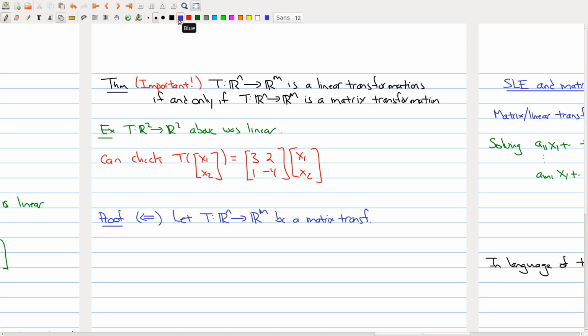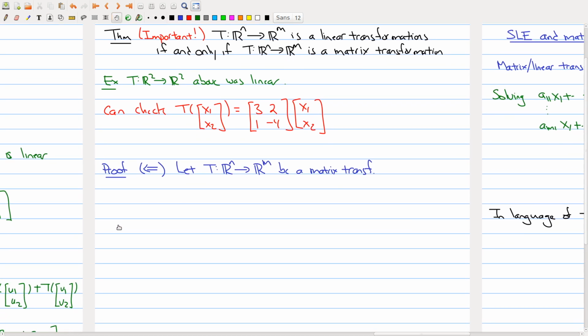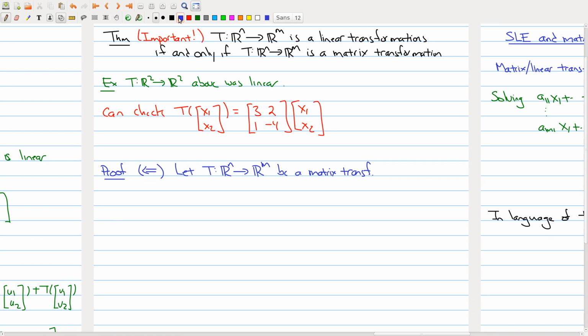Now, the proof is not that hard. We actually have a lot of the pieces available to prove it. You'll notice that it says if and only if, so there are two statements to prove. We need to prove that if we have a matrix transformation, then it's a linear transformation. And if it's a linear transformation, then it's a matrix transformation. So today we're going to prove one direction, and the other direction will come from the next lecture.